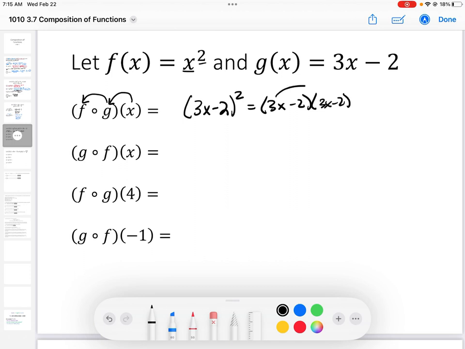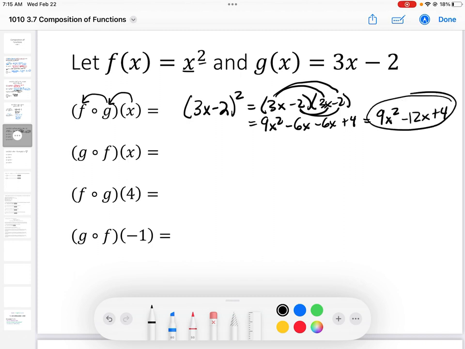And then I would distribute: 3x times 3x equals 9x squared. 3x times negative 2 gives me negative 6x. Negative 2 times 3x gives me negative 6x as well. And negative 2 times negative 2 gives me positive 4. And when I combine like terms, my fully simplified composed function would be 9x squared minus 12x plus 4. And so that would be my composed function, f compose g.